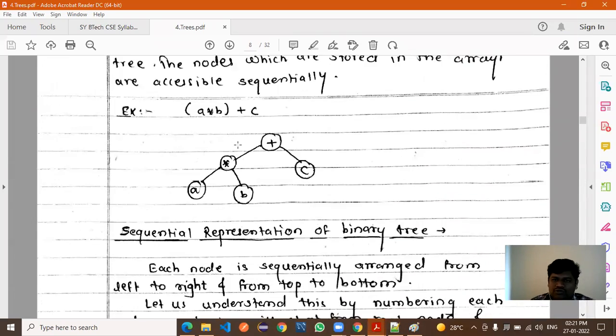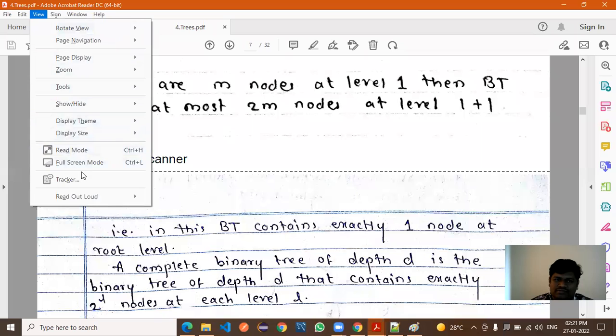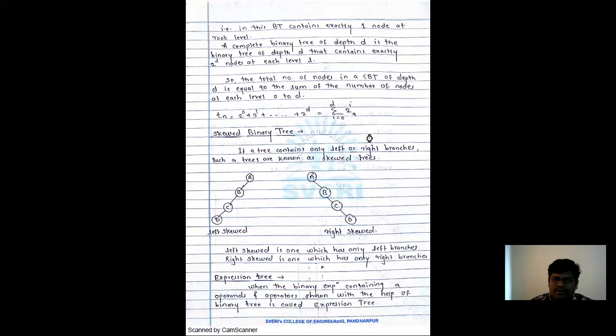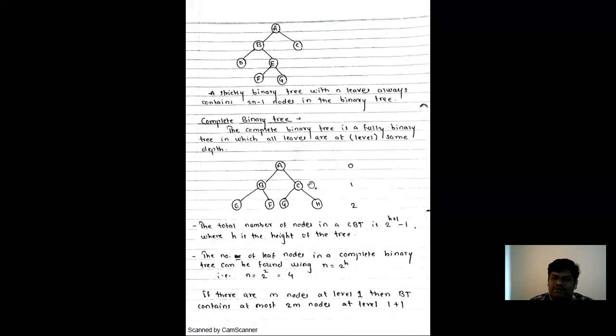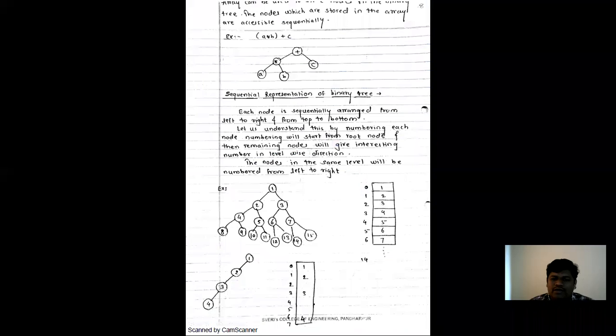Now in the binary tree, how many types of trees have we discussed? The simple binary tree. After that, the strictly binary tree, the complete binary tree, and the skewed binary tree. And after that, the expression tree, right? So this is also very interesting, the expression binary tree.